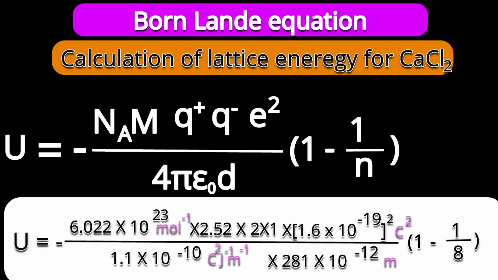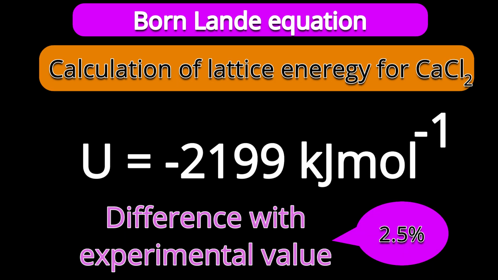Do the calculation. You will get the lattice energy as minus 2199 kilojoule per mole. The experimental value was found to be 2255 kilojoule per mole, a hardly any difference of 56 kilojoule per mole. If you find the percentage, this difference divided by the experimental value, which is the actual value we are considering, into 100, the answer will be 2.5%, which also is less than 5%. The error is less than 5%. That's the importance of the Born-Lande equation.